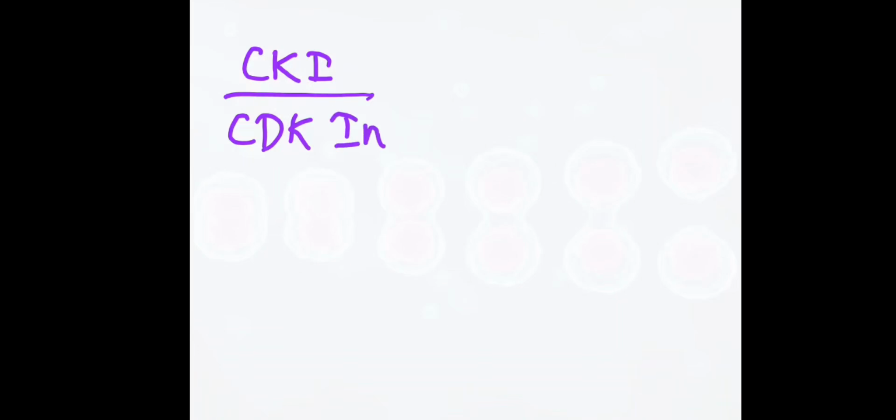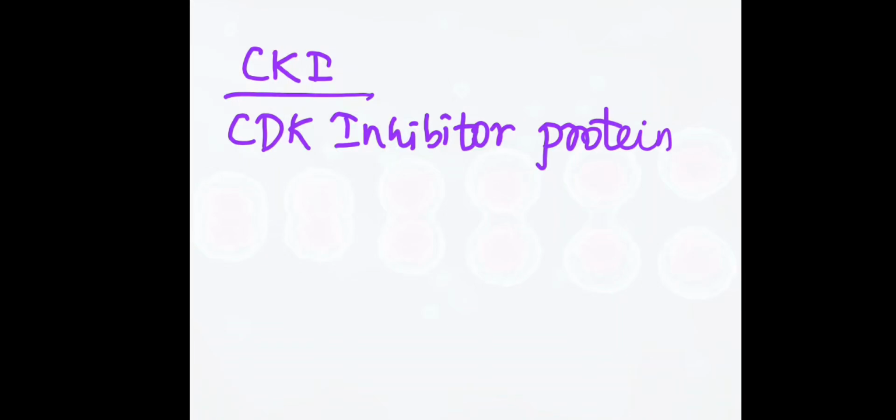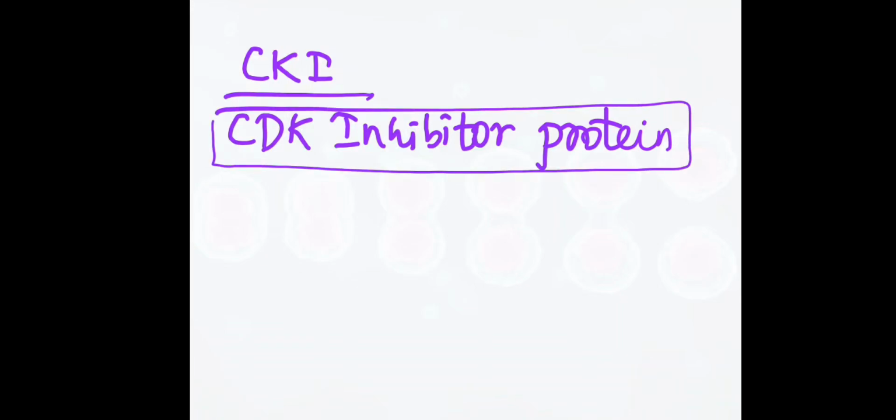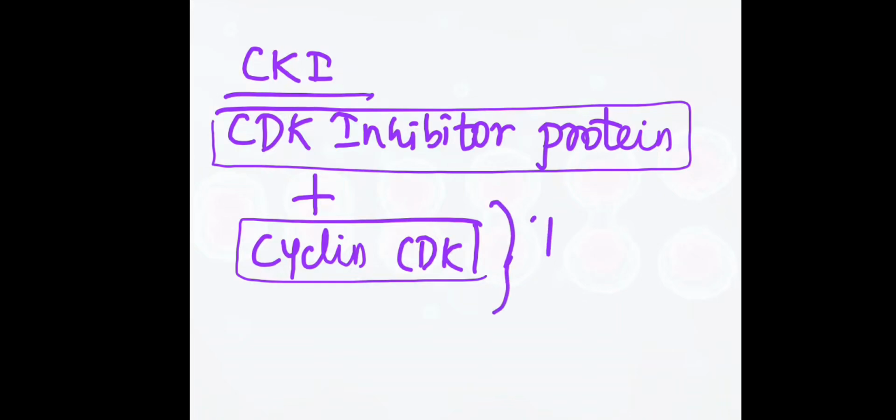What is this CKI? CKI is nothing but a protein, that is CDK inhibitor protein. So cyclin-CDK complex can also be regulated by binding of CDK inhibitor proteins. So this CKI or CDK inhibitor protein binding with cyclin-CDK complex results in inactivation of cyclin-CDK. So inhibitor is nothing but stopping the functioning of CDK. So this CDK inhibitor protein, that is CKI, will bind to the cyclin-CDK and make the cyclin-CDK complex inactive.